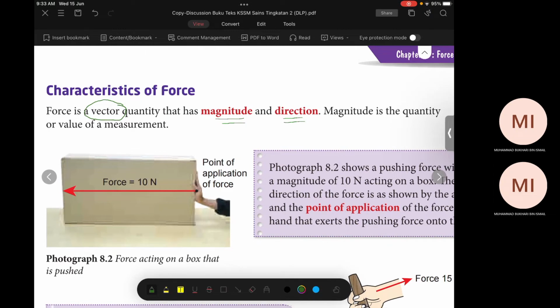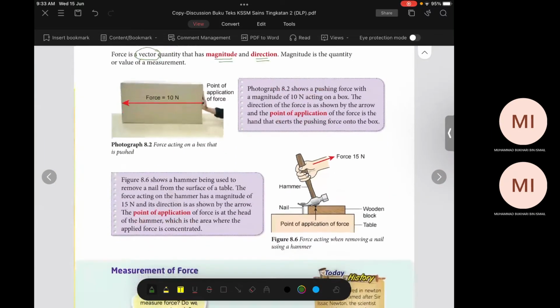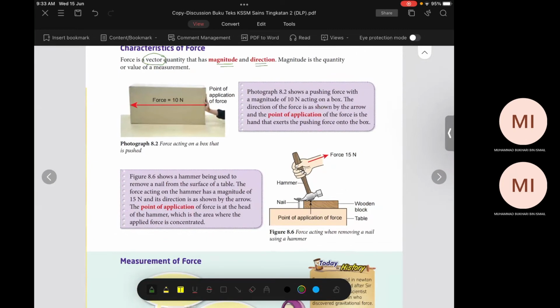Can you give me an example of a quantity that does not have direction? For example, what? Okay, let me give you one example. Temperature. It has value, it has magnitude, but it doesn't have direction. Can you see the difference now? So force is a vector quantity because it has both magnitude and direction.